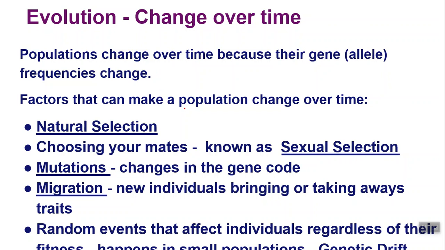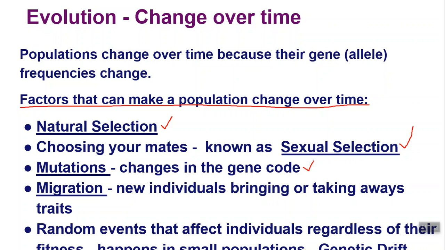And that's influenced mostly by natural selection, but there are other factors. So there are 5 factors that I'm going to talk about here with you now that contribute to populations changing over time. Natural selection is one of them. Being able to choose your mates is called sexual selection. Right? You pick your mate. It's not random. For some species it is, but for humans and a lot of other mammals it's not.